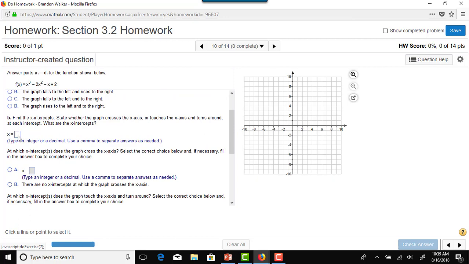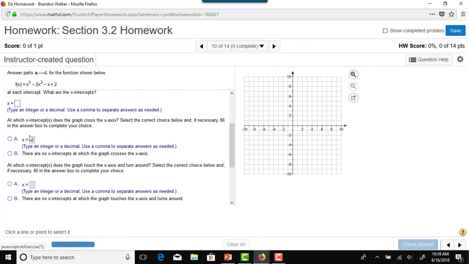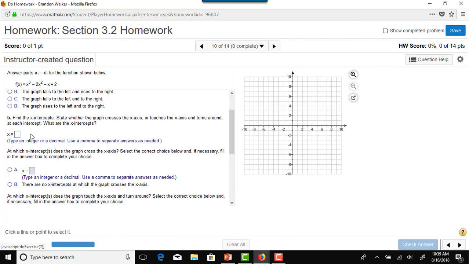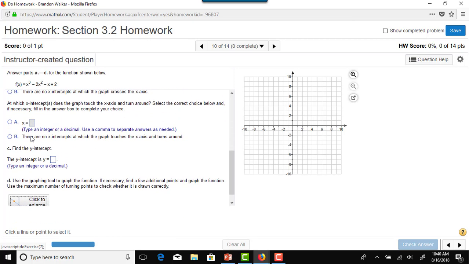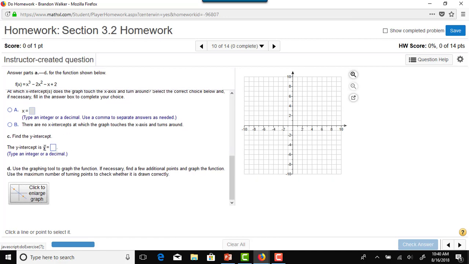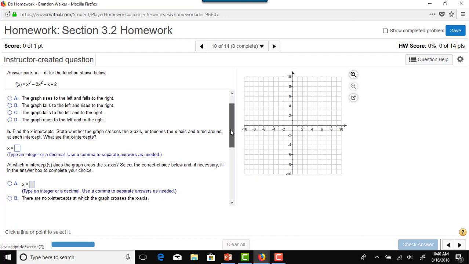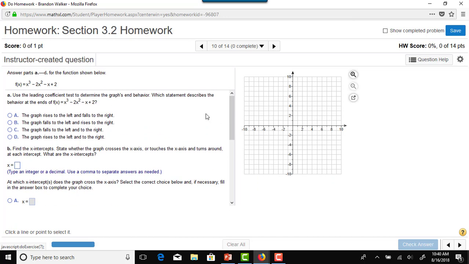It's going to ask me for the zeros or the x-intercepts, and then whether they go through, cross, or touch, and we've answered that question as well. We've answered the y-intercept, so we've answered all the different pieces to the puzzle that it wants us to answer, and we did that by hand. You would do that on a piece of paper, and then come back over here and answer the question there.